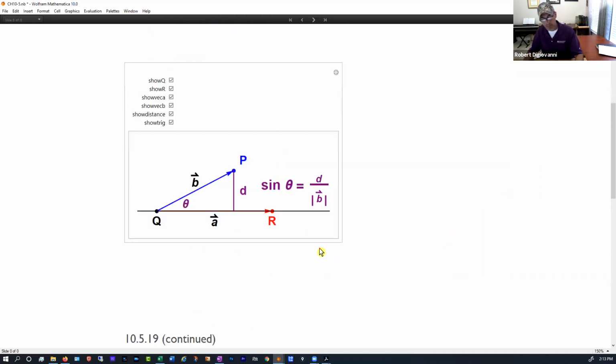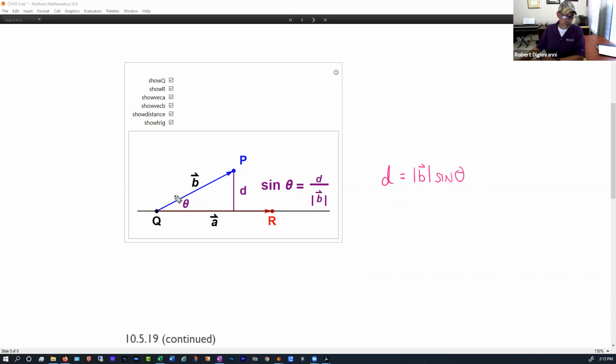Right? So let me solve this for D. D would be the magnitude of B sine of theta. Agreed? The distance we're looking for is just the magnitude of B times sine of theta.